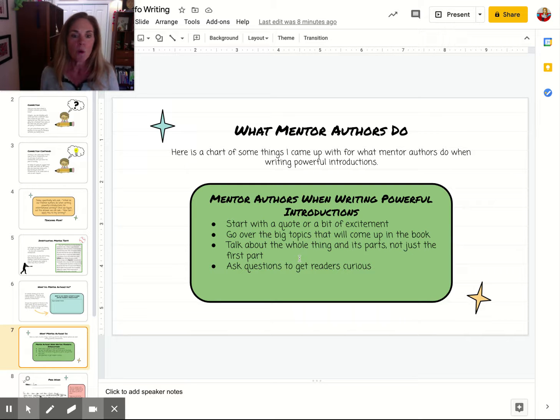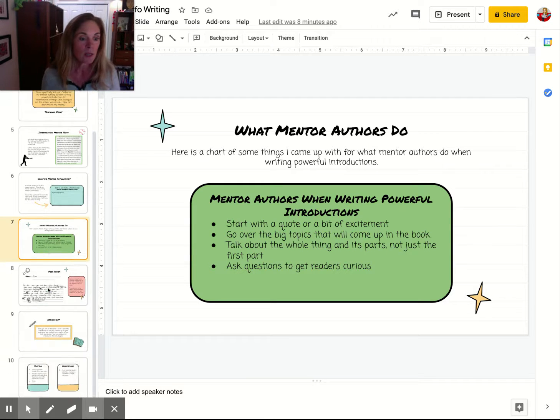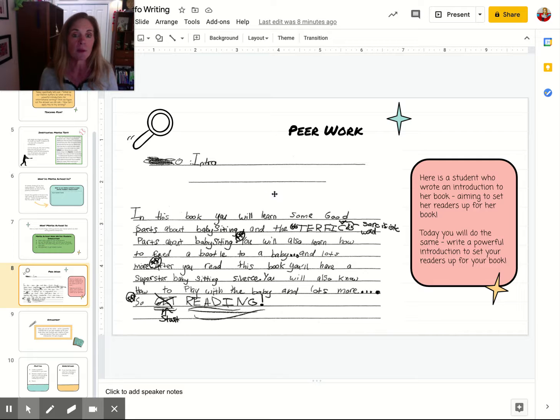Talk about the whole thing and its parts, not just the first part, but the whole book. And then ask questions to get the reader curious. Like ask questions and then answer them later in the book in your chapters. So very cool. Here's an example of a third grader's work.